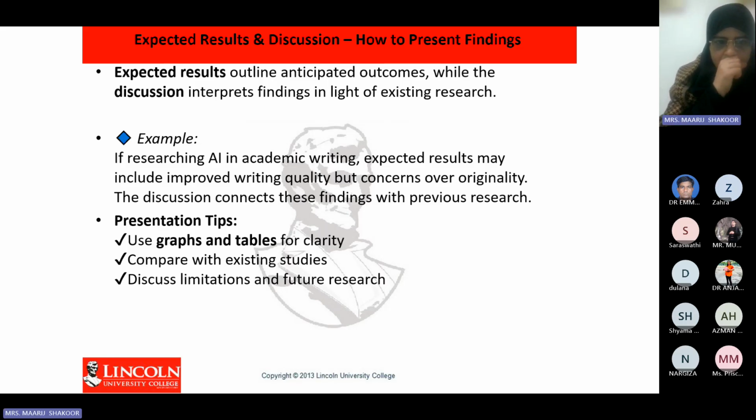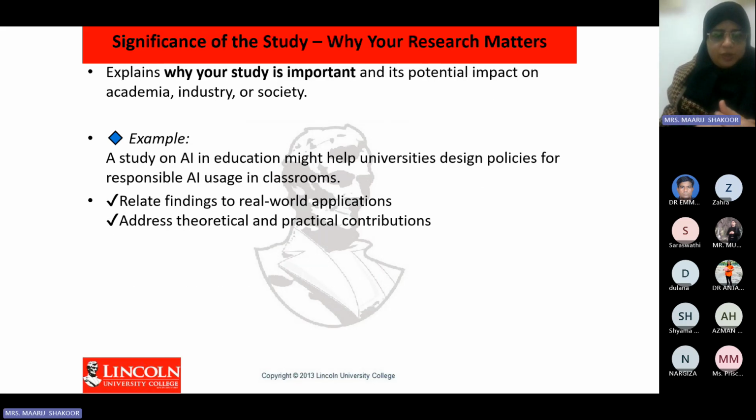Okay. Yes, significance: why your study is important, why. If you will be able to tell us the answer of why, then the destination is yours. For example, a study on AI in education might help universities design policies for responsible AI usage in classrooms. So relate findings to real world application. You have to tell the significance of the study, how this finding is going to help with real world application, and how it is addressing theoretical and practical contribution.